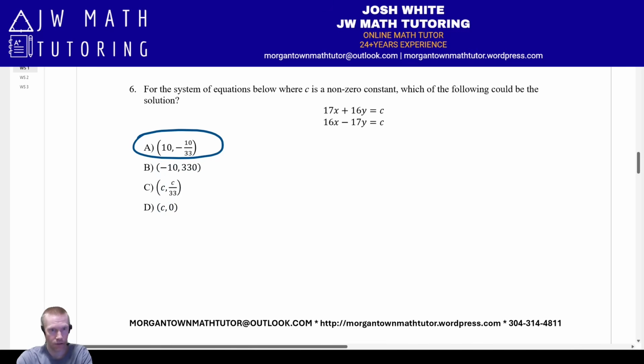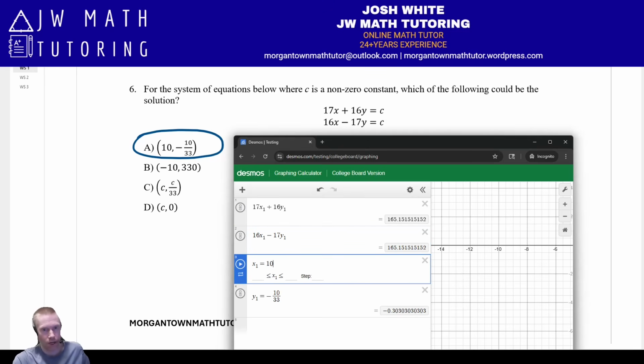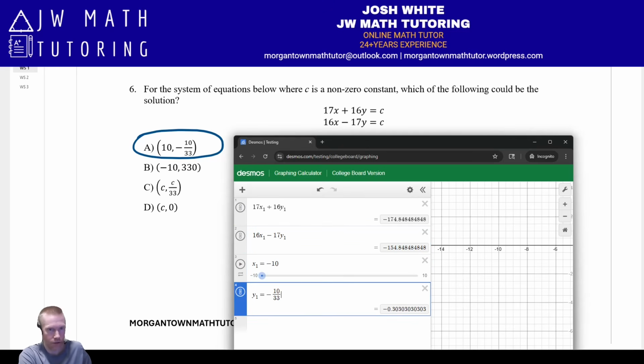Now, let me just get rid of this. Okay, so now let's try, and I'll just show you if I do this. Notice here we do not get the same value. We actually get opposite values, but the point is they're not the same, therefore it's not a solution. Okay, so this eliminates B.